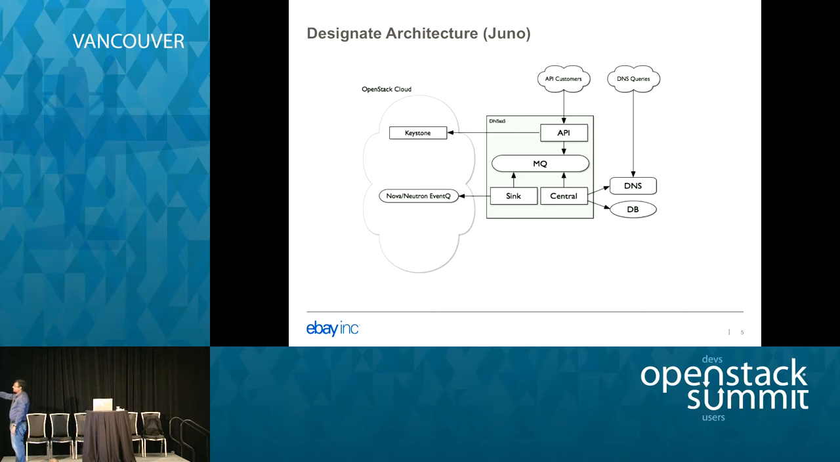Similarly, sync is responsible for listening to notifications from Nova, from Neutron, or from other components. It will consume those messages, create new messages, and put them back on the MQ bus. And central, just like it consumes messages from the API server, will consume the messages that sync puts onto the MQ bus as well. So that's what central does, and it changes all the data in the DB as well as the DNS name server.